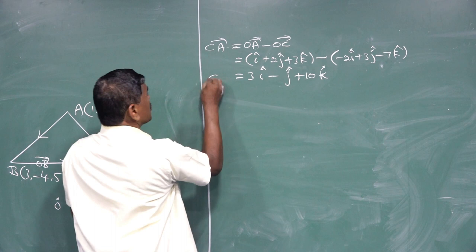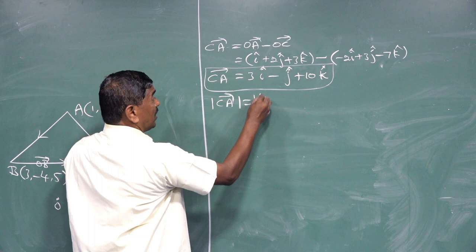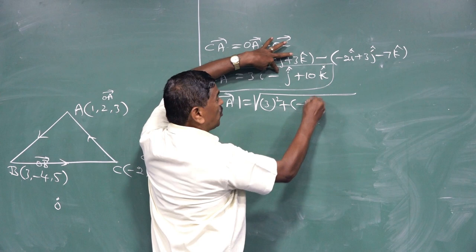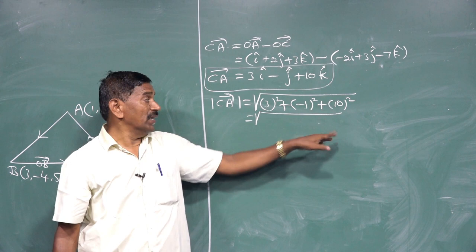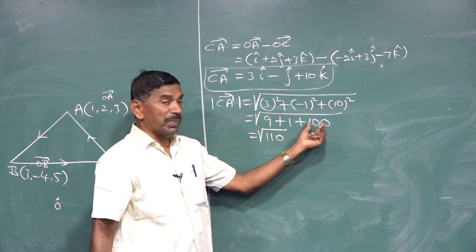Next, I want to find the magnitude of the CA vector. Modulus A vector is equal to the square root of the sum of the squares of the i, j, k coefficients. First step: 3 the whole square plus minus 1 the whole square plus 10 the whole square, which is equal to the square root of 9 plus 1 plus 100. So 3 squared is 9, plus 1 is 10, plus 100 is 110, which is the modulus CA vector.